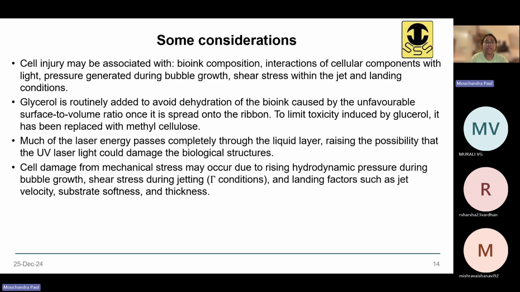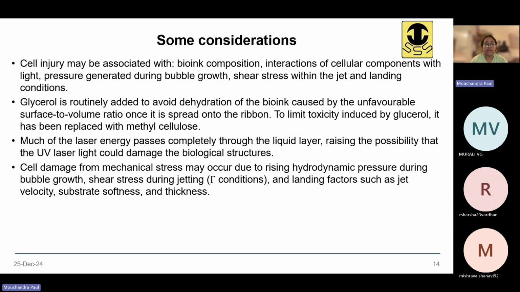Routinely, people also add glycerol as a component in the bioink in order to avoid dehydration. Because we are coating a layer of bioink on a large surface, the surface to volume ratio is high, so it can allow rapid evaporation of the water content in the bioink. To avoid dehydration, people add glycerol, but glycerol is often toxic to cells. If you add too much glycerol, it can kill the cells. So people suggest replacing glycerol with methyl cellulose.